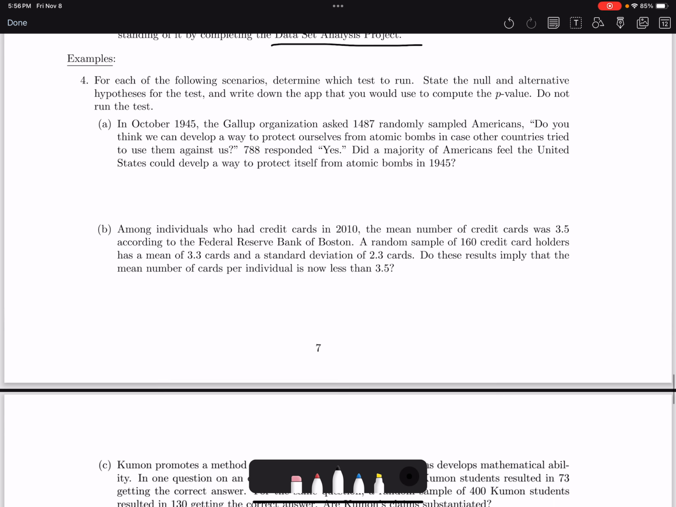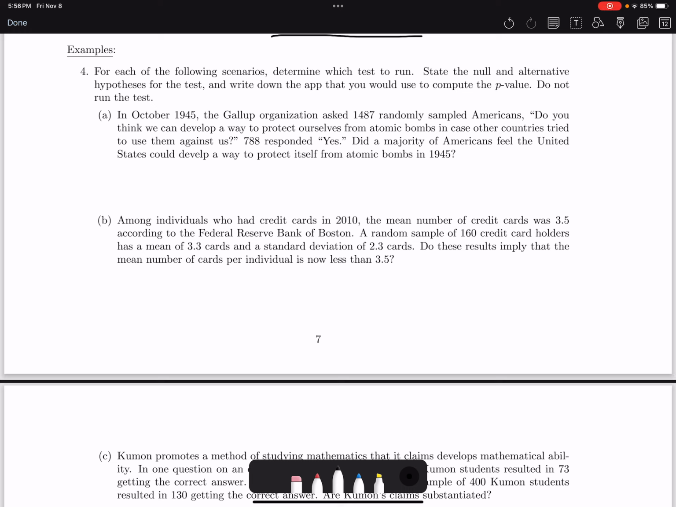So part A here says, in October 1945, the Gallup organization asked 1,487 randomly sampled Americans, do you think we can develop a way to protect ourselves from atomic bombs in case other countries tried to use them against us? 788 responded yes. Did a majority of Americans feel the United States could develop a way to protect itself from atomic bombs in 1945? And that should say develop. I'll try to remember to fix that in your notes.